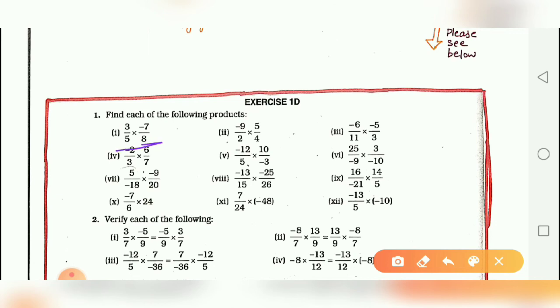See, in our exercise there is a minor mistake while writing the question, like 3 upon 5 into negative 7 upon 8. Here two signs are given, so by mistake brackets are not given in the question. So be careful, you have to write the bracket. Like in this part, here you will put the bracket. Like in this part you will put the bracket. In this part you will put the bracket.